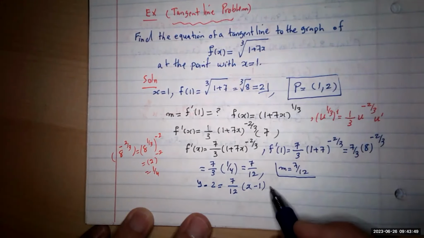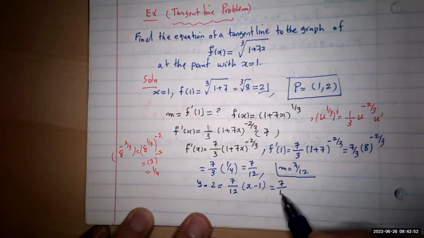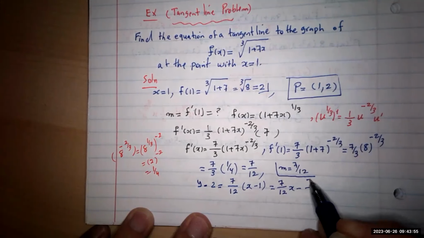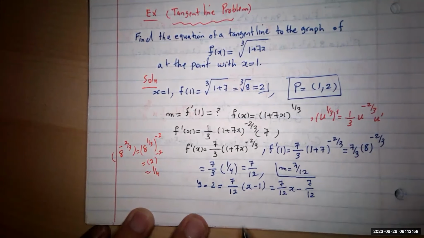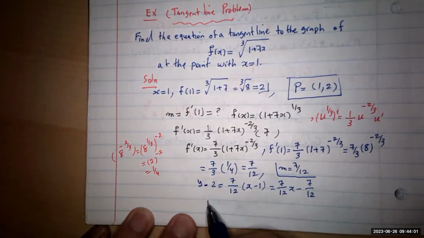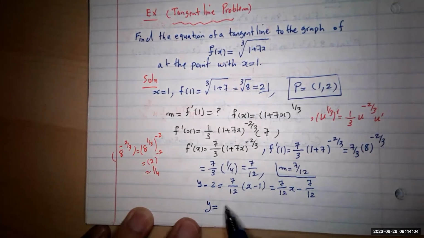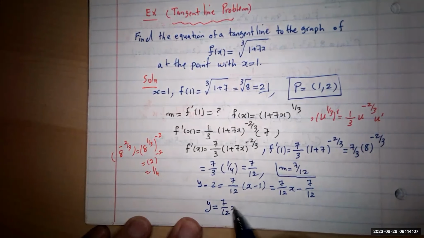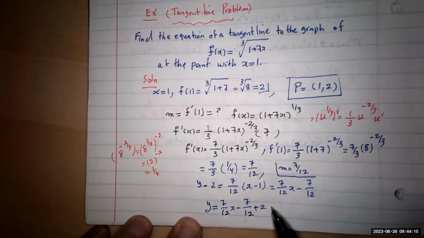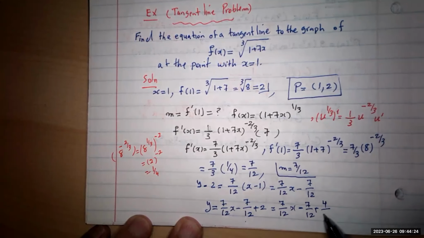So distribute the 7/12 inside, so that gives us 7/12 x minus 7/12. And you have to add the 2 to the other side. So y is equal to 7/12 x minus 7/12 plus 2. And you simplify this. So it's going to be 7/12 x, minus 7/12, and you can write the 2 as 24/12.